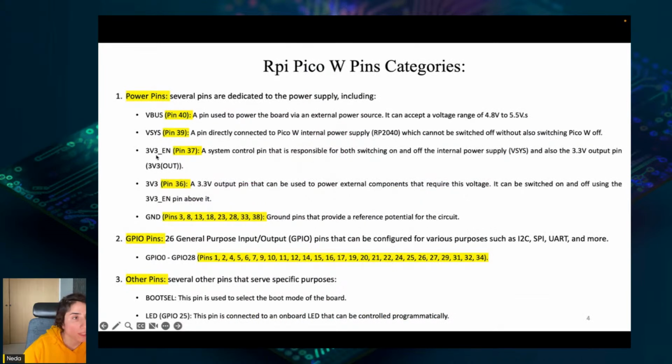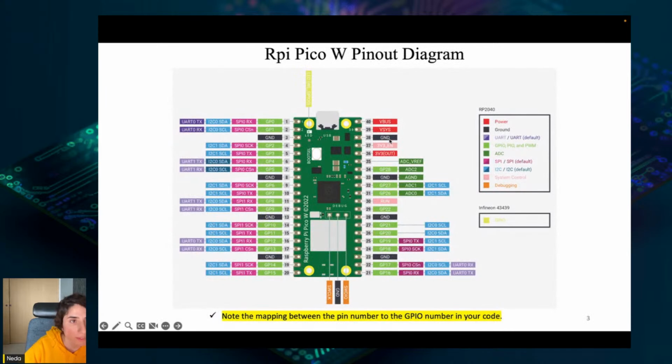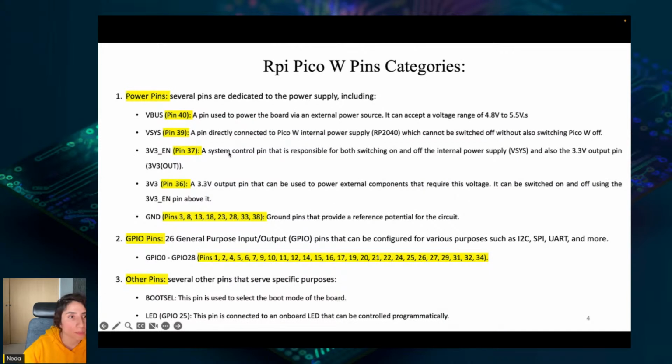And the other pin is 3V3 underline enable, which is pin 37. Let's see here. This is pin 37, 3V3 underline EN. And it's a system control pin that is responsible for both switching on and off the internal power supply, which means VSys, and also the 3.3 volt output pin, which means 3V3 out.